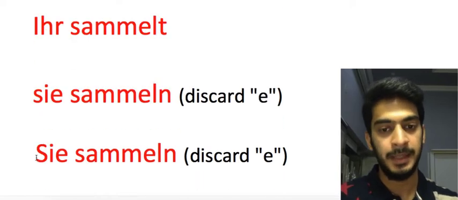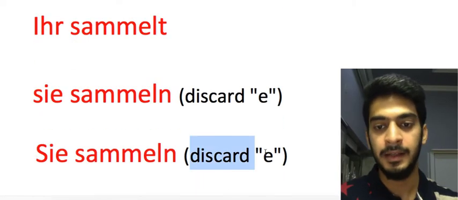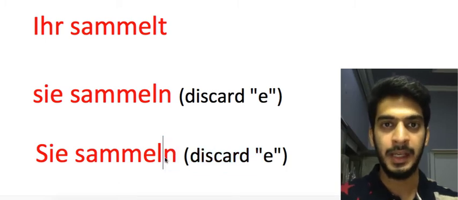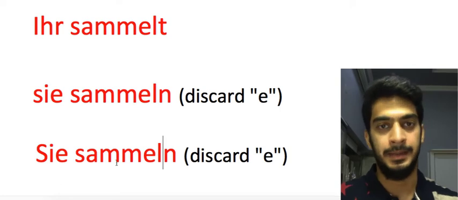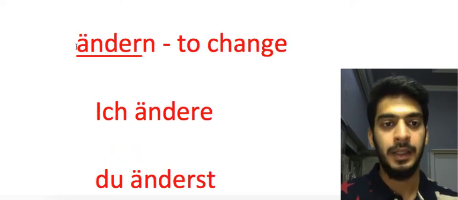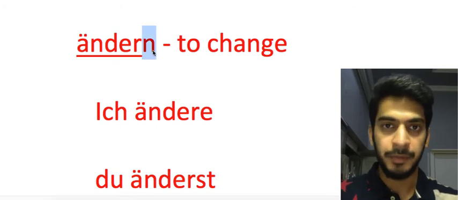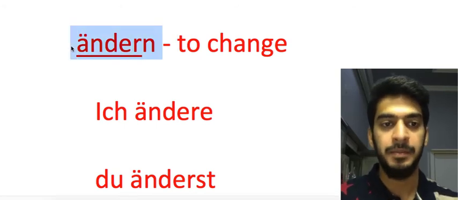Capital Z, sammeln. Again, discard e from the ending en. The remaining letter n. We get capital Z, sammeln. Next example, ändern, which means to change. Discard en from the given verb. We get the verb stem änder.